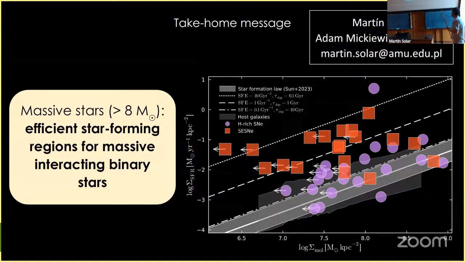This is the updated plot of the star formation law, or the Kennicutt-Schmidt scaling relation. Very massive stars are more efficient. If I have to summarize this in one sentence: efficient star forming regions for massive interacting binary stars. So that's what I have to say. Thank you.